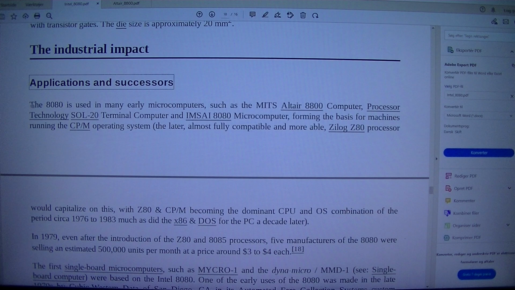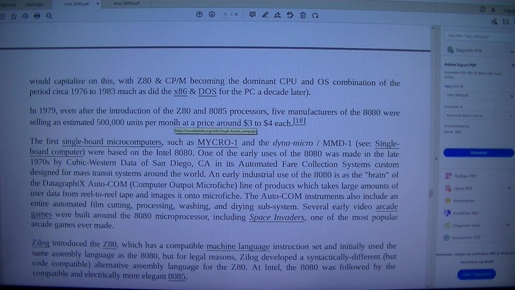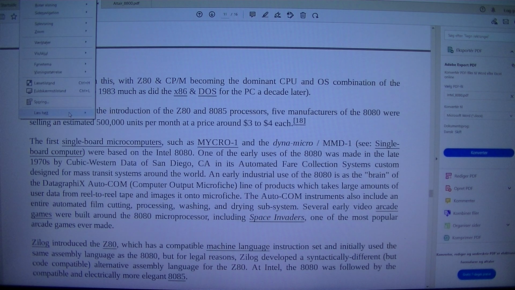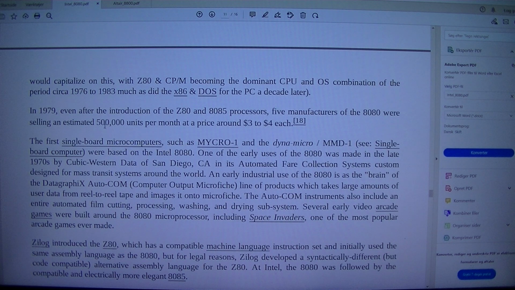Applications and successes. Intel would capitalize on this, with Z80 and CP/M becoming the dominant CPU and OS combination of the period, circa 1976 to 1983, much as did the x86 and DOS for the PC a decade later. In 1979, even after the introduction of the Z80 and 8086.